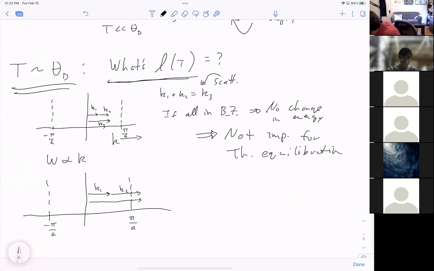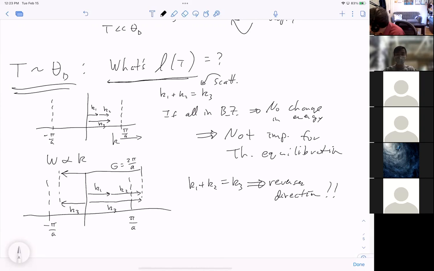but I poked out of the Brillouin zone, and so I can go back by G. I have to fold myself back by G, where G equals 2 pi over A, and so now this is my K3. So now K1 plus K2 equals K3. It reverses direction. So you see that? The Umklapp scattering reverses direction. And that's what causes thermal equilibrium.